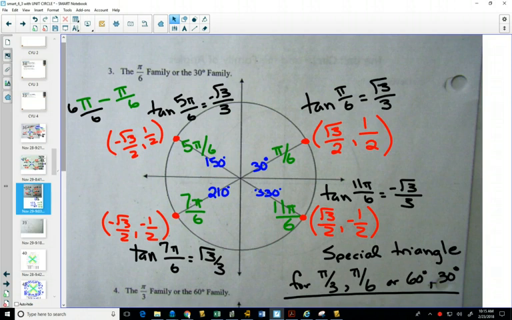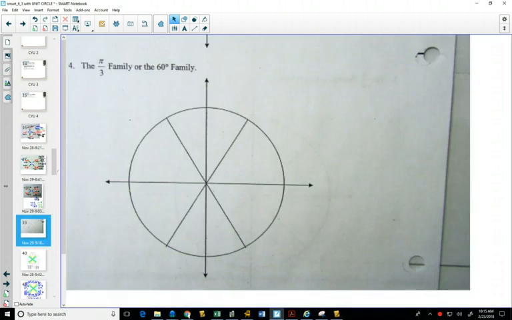Perfect. And now we're ready to finish up our last family, but we're seeing how powerful all of this is. We can quickly figure out values just by looking at coordinates on our unit circle. The last family is a 60-degree family. In degrees, it's 60 degrees. In radians, it's pi over 3. 25-second head start.